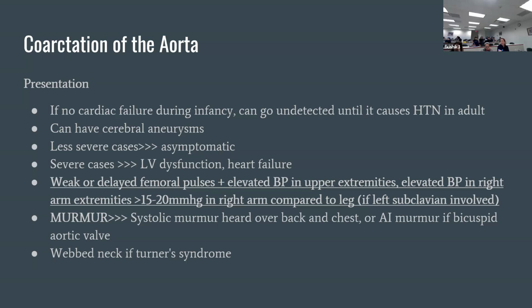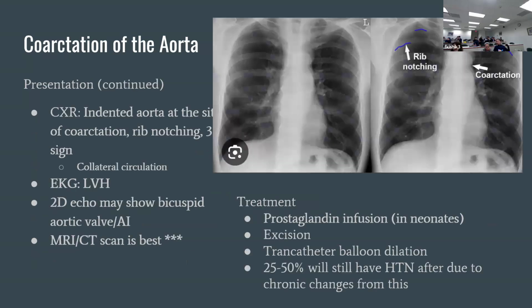or an aortic insufficiency murmur if they have a bicuspid aortic valve associated with it, because that can cause AI. You may see a webbed neck if they have Turner syndrome. So those are the clinical physical signs that you're going to look for. On chest x-ray, you may see, oh, I'm sorry guys, the picture is blocking it off, but you're going to see an indented aorta at the site of coarctation.